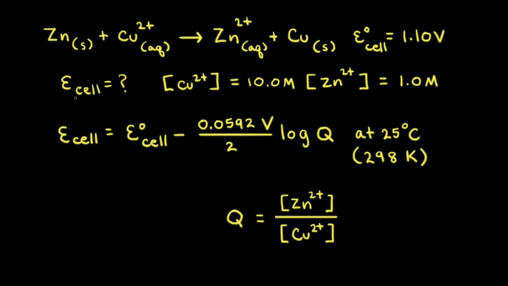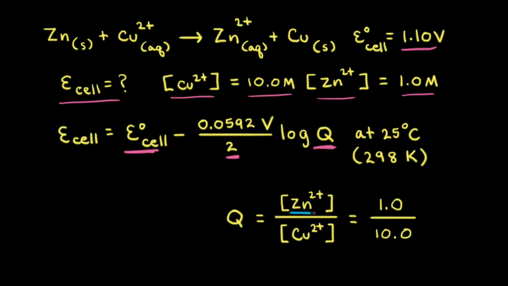Next, let's think about the instantaneous cell potential when the concentration of copper 2 plus ions is equal to 10.0 molar and the concentration of zinc 2 plus ions is equal to 1.0 molar. The standard cell potential at 25 degrees Celsius is still equal to positive 1.10 volts. And N is still equal to 2. So we need to think about the reaction quotient Q at this moment in time. The concentration of zinc 2 plus ions is equal to 1.0 molar, so we plug that in, and the concentration of copper 2 plus ions is equal to 10.0 molar.